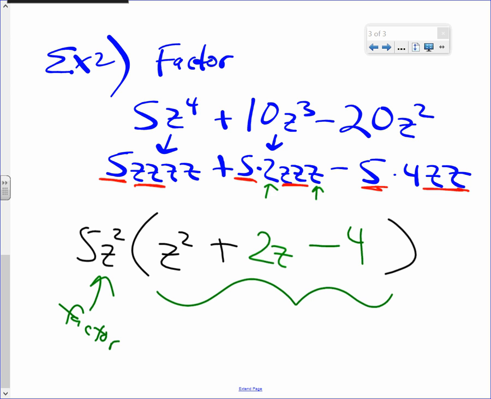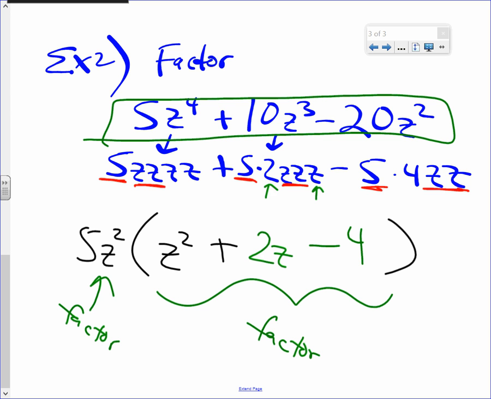Excuse me. So this is a factor, and all this in the parentheses is a factor, because this is the stuff I multiply to get to the original stuff. This is the original stuff. If I multiply the 5z squared times everything in there, I come back to where I started. Stuff you multiply to get to other stuff. Sweetness, sweetness.